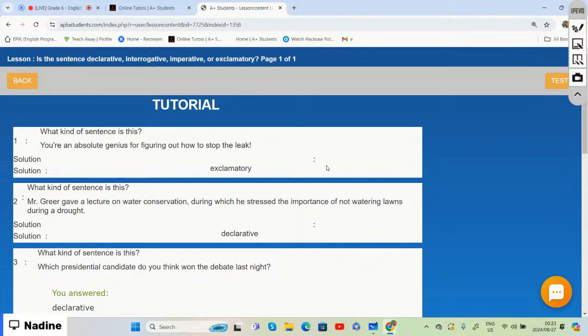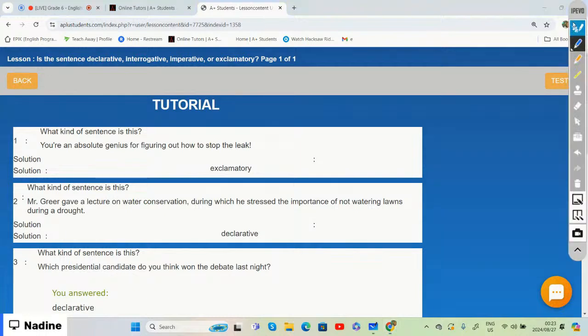All right. If we were to choose what the correct type of sentence is, then we can say it is an exclamatory sentence. And an exclamatory sentence is like a statement, right? But it shows strong feelings. It's like saying you're an absolute genius for figuring out how to stop the leak. It's like excitement that the person is showing, right?